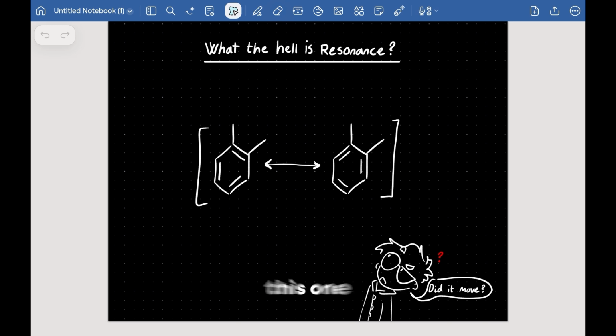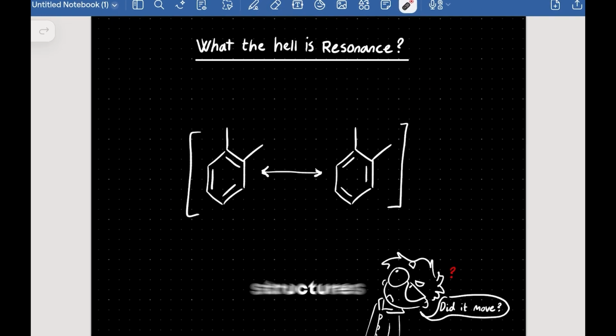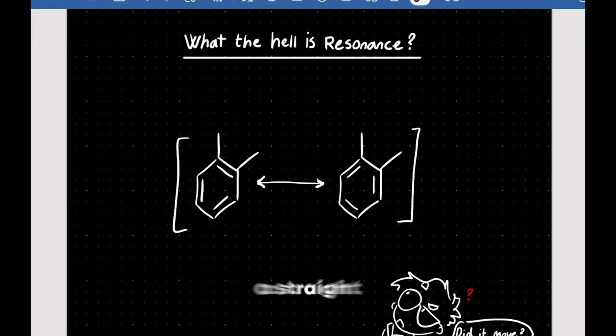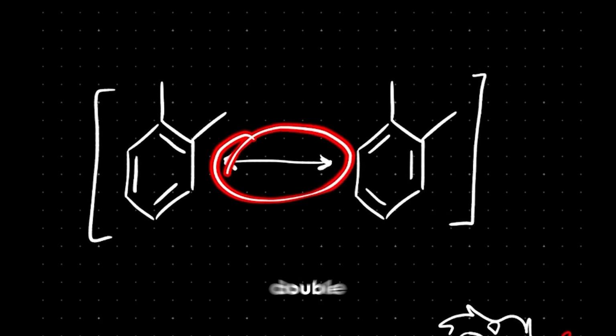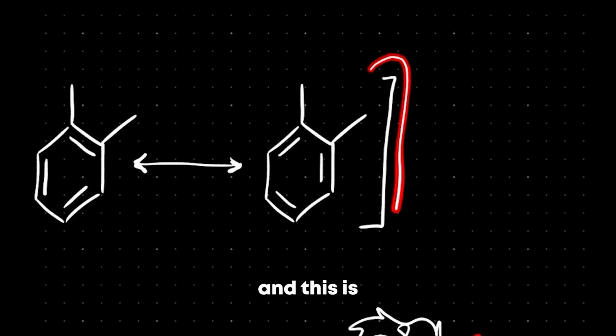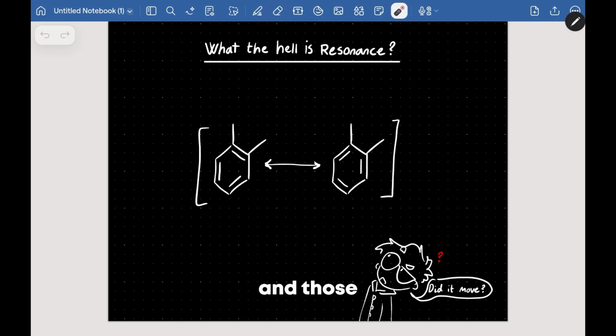So an example could be this one. The compound has two resonance structures, so we separate them using a straight double-headed arrow and wrap them in brackets. So this is a double-headed arrow and this is a bracket. And that arrow and those brackets are chemistry's way of saying, relax, it's just one molecule. The molecule is not flipping back and forth between those structures like it's indecisive. Nothing is switching. Nothing is moving. These are just different drawings used to describe the same molecule.